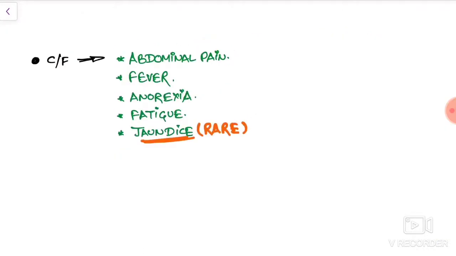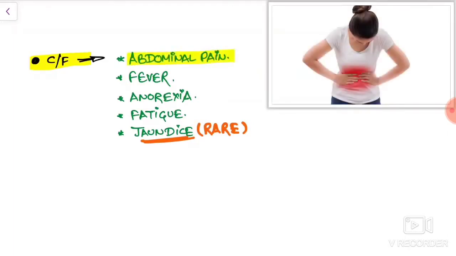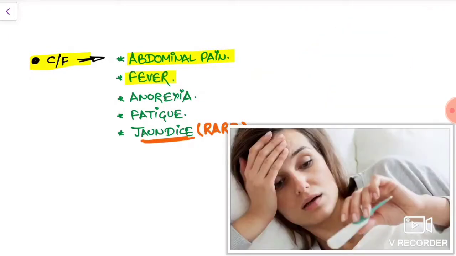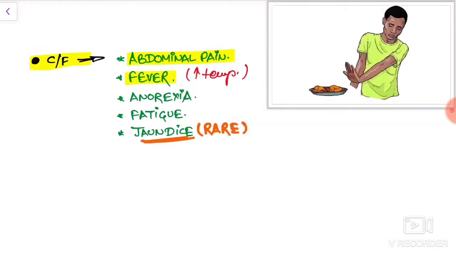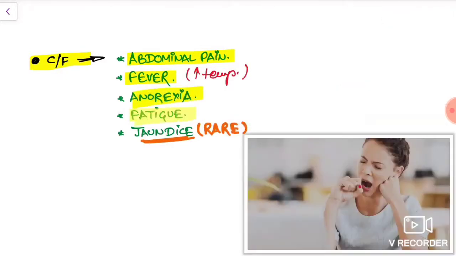And friends, in these patients we have clinical features like abdominal pain, fever, increase in temperature, anorexia, fatigue, and rarely jaundice.